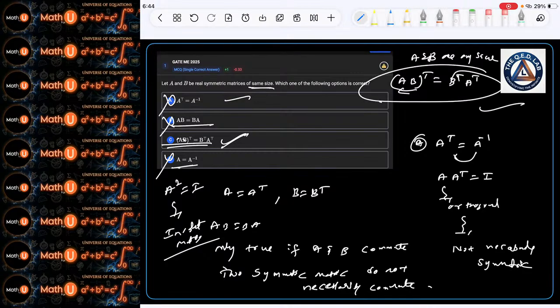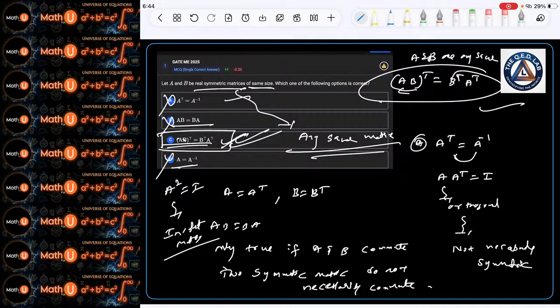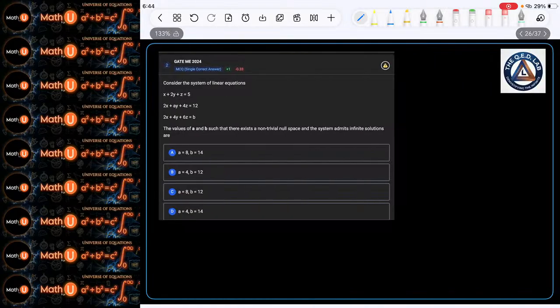This is a standard property of the transpose of a matrix. That's why C is always correct. It may be a symmetric matrix, but this statement is true for any square matrix. You should remember that one.